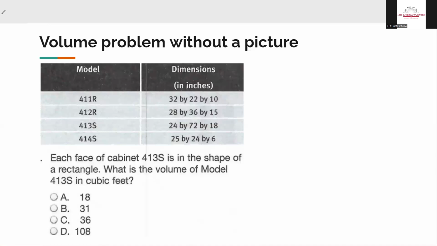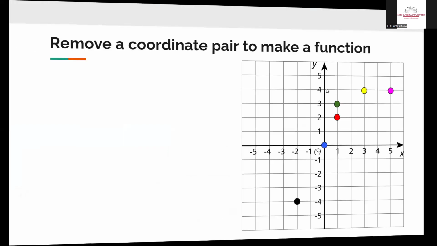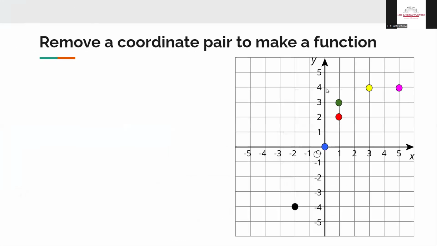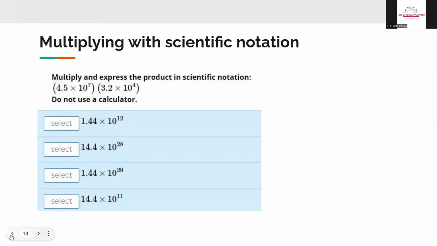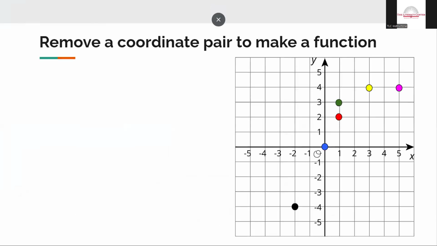Checking my notes here as we move along. Some questions will ask you to remove a coordinate pair to make a function. What does that mean? Well, there is a definition of a function that says we cannot have two values for y for a given value for x. So let's start out with some of these points here.